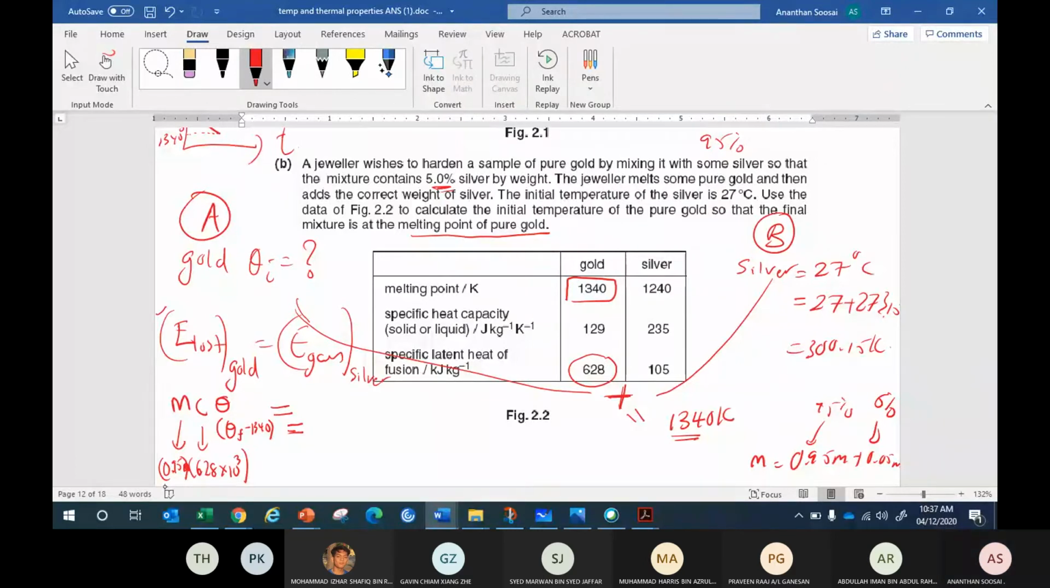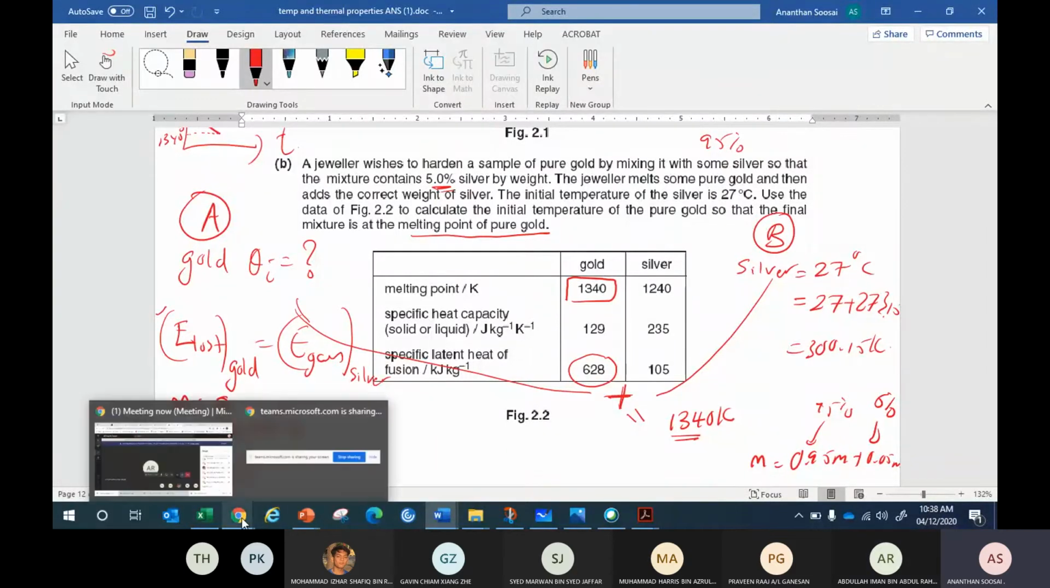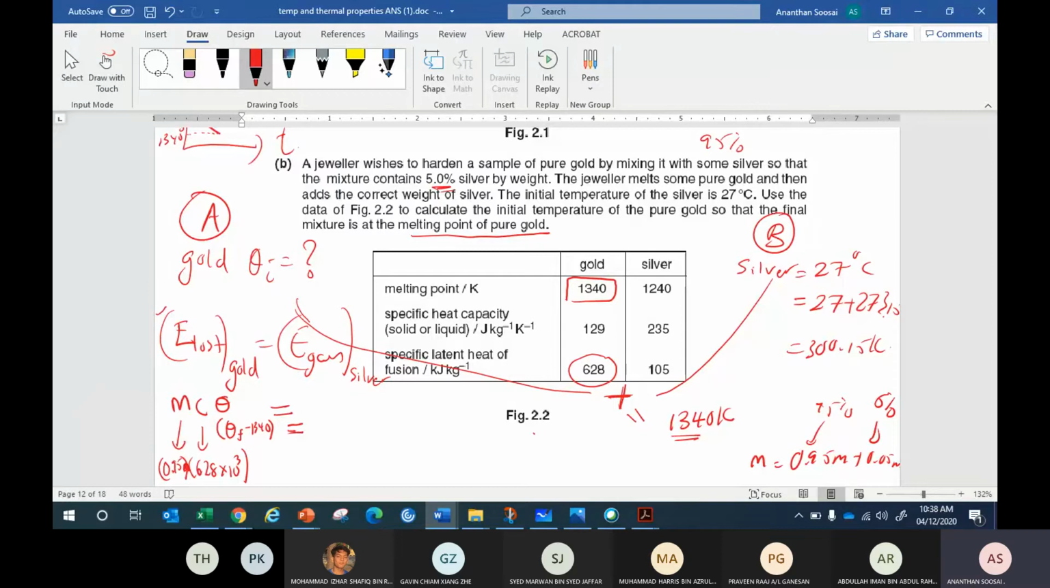Silver, can you draw the graph for silver, the temperature change? How does the silver change its temperature? How does the temperature graph for silver look? I draw here at the bottom. Silver initially, what temperature? Initially it was 300.15 Kelvin. So it goes up to the final temperature. It goes up to which temperature? 1340, right? 1340.